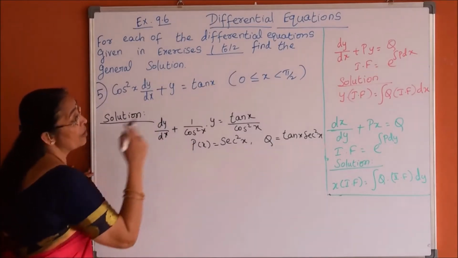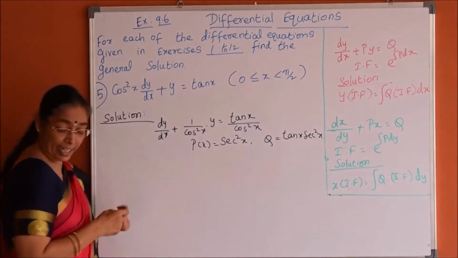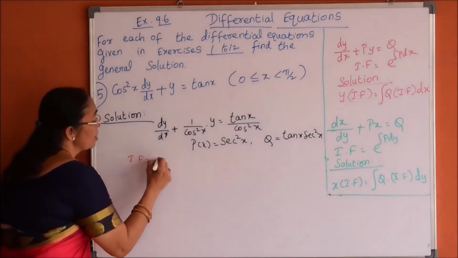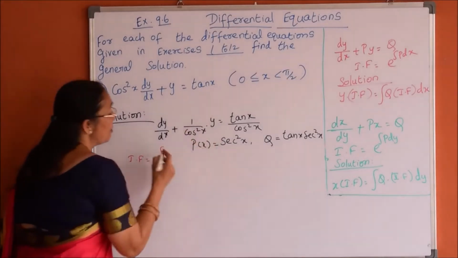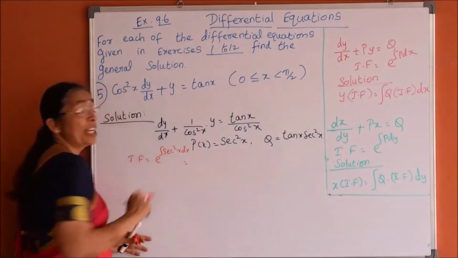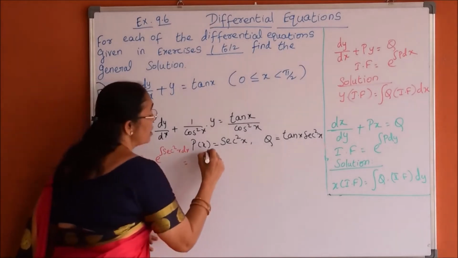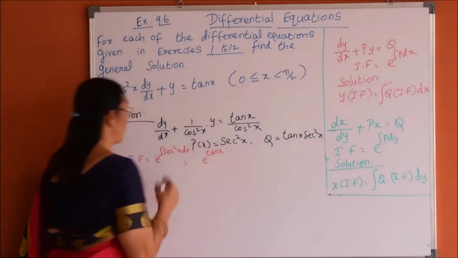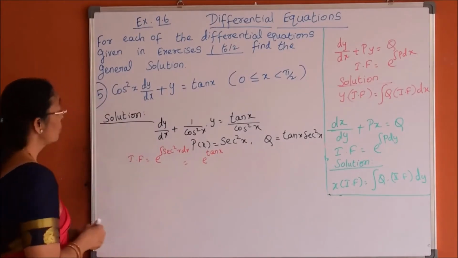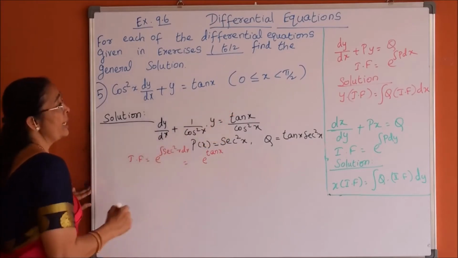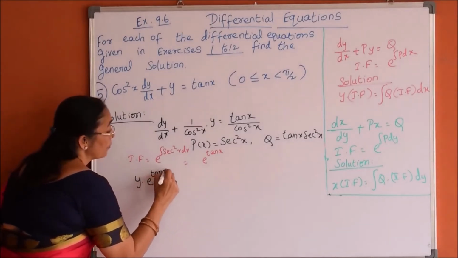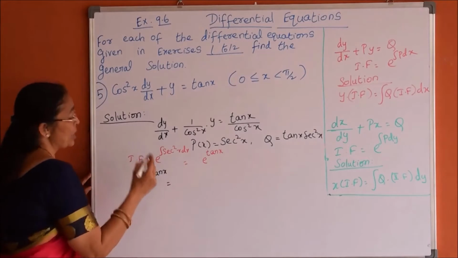For the solution, we have to first find the integrating factor. The integrating factor is e power integration of p dx. P of x is secant square x dx. Integration of secant square x is tan x. So e to the power of tan x is our integrating factor. Now the solution: y into integrating factor, y into e power tan x, is equal to integration of the q function.